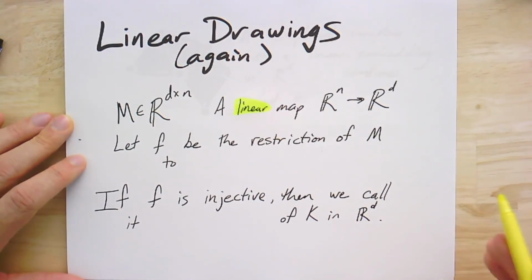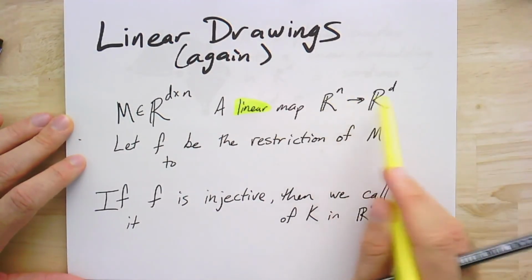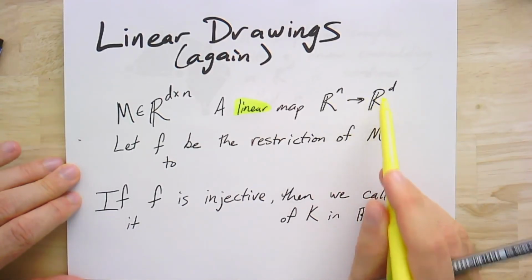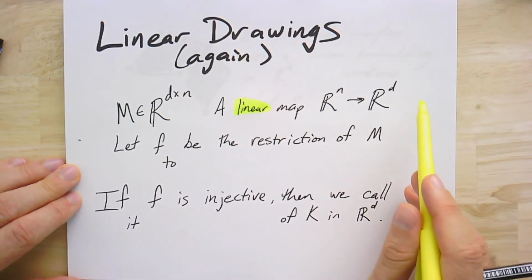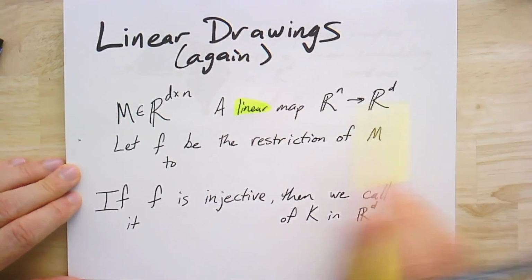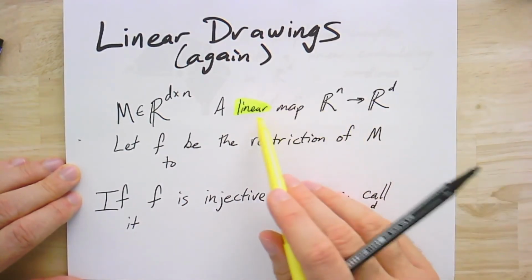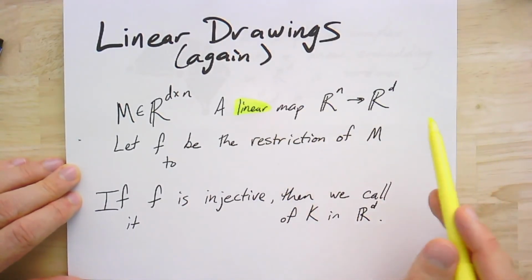And one useful thing about having linear drawings is that you can reason about them geometrically. But another useful fact is that we know that linear maps from Rn to Rd, where n and d are finite dimensional vector spaces, are always continuous. So we can skip a lot of the work of proving that our functions are continuous, because we know linear maps are continuous, and therefore the restriction of a linear map to just the geometric realization is also continuous.